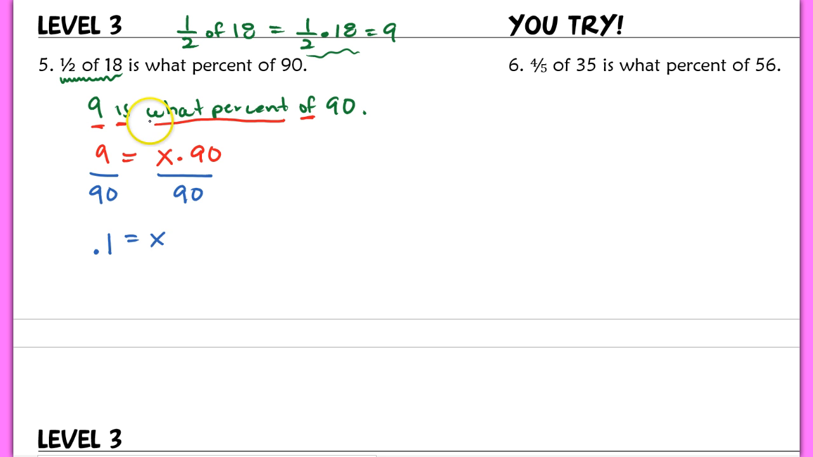Now, remember the original question, though, is what percent of that is. So what percent? We need to change that, just like we've been doing in the past, by moving that decimal 2 spots to the right. So we're going to move that decimal 2 spots to the right. We're going to add a 0 here. Whenever there's a placeholder, you can add a 0. So you have 10%.